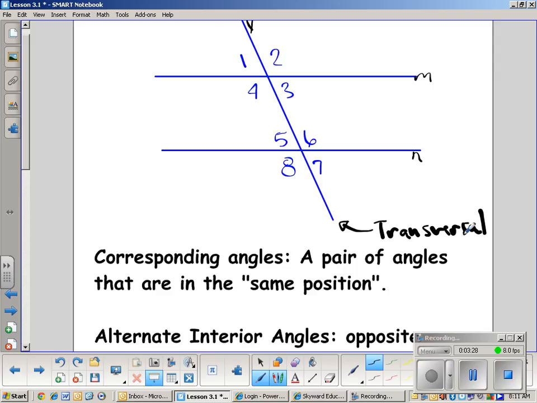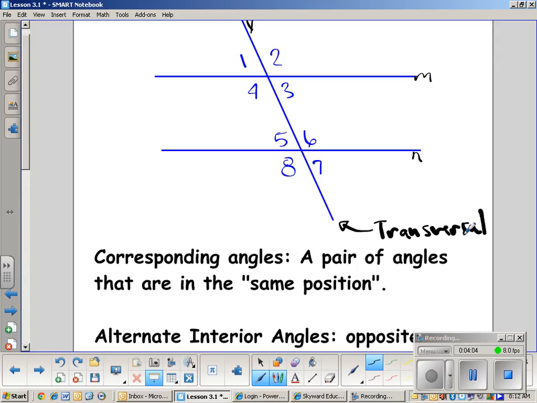Name a pair of angles that's on opposite sides of the transversal. 2 and 5. Okay? Good. 2 and 5 are on opposite sides of the transversal, aren't they? Name another pair of angles that's opposite sides. 5 and 6 are on opposite sides of the transversal. Name another pair of angles that are on opposite sides. 7 and 1. Opposite sides of the transversal. Are we okay with what that means now?